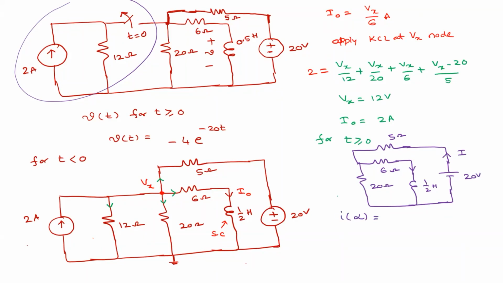So now 20 and 6 ohm are in parallel, along with this 5 ohm resistor. So what is the total current that is flowing? Sir, 52 by 25. Sir, R equivalent is 125 upon 30.